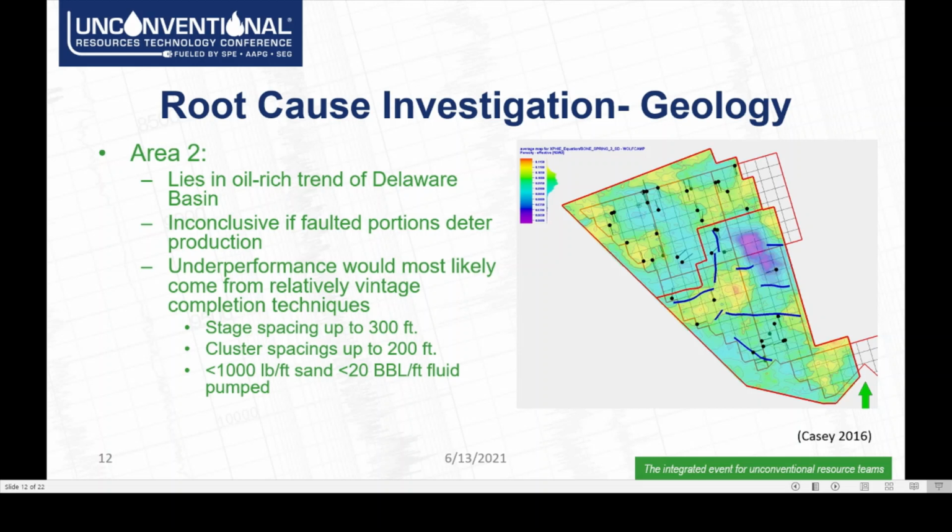Another root cause we investigated was geology in Area 2. This is an oil-rich trend of the Delaware Basin. There is some faulting in portions of the Delaware Basin. It was inconclusive whether faulted portions deterred production. Underperformance most likely came from completion vintages. You had stage spacing up to 300 feet, cluster spacings up to 200 feet, and then sand and fluid volumes at 1,000 pounds per foot of sand and 20 barrels per foot of fluid.